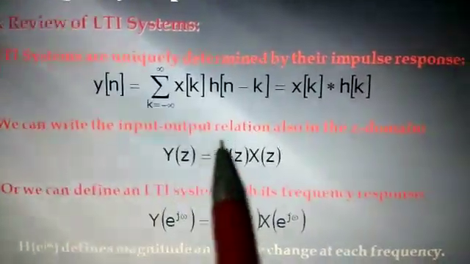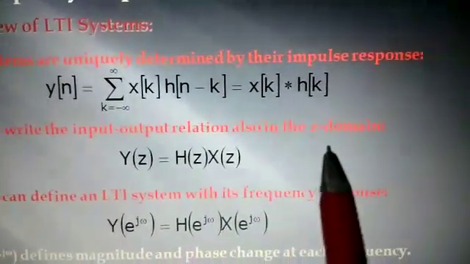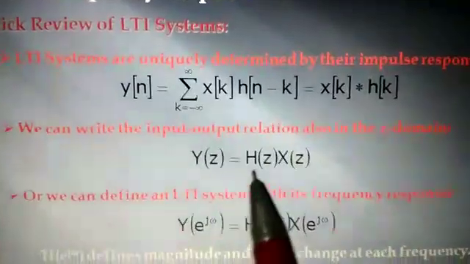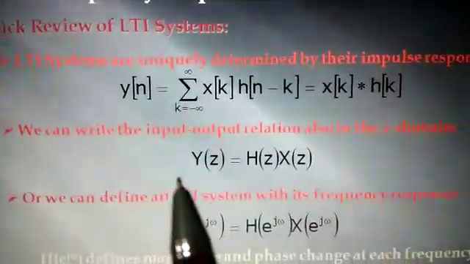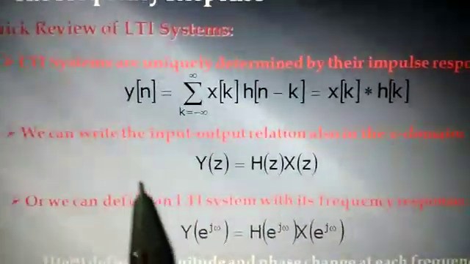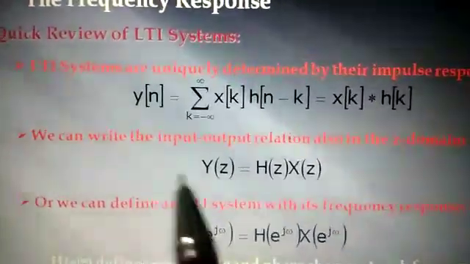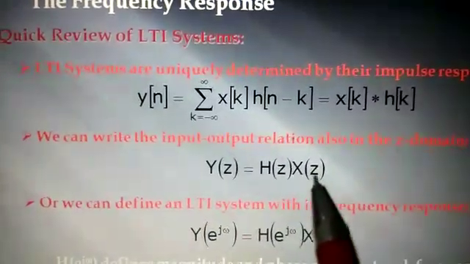Now we can write the input-output relation also in the form of the Z transform. Any transfer function of the filter can be written in terms of the Z transform, that is H of z, and H of z is equal to Y of z upon X of z.